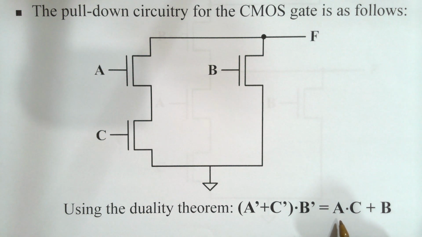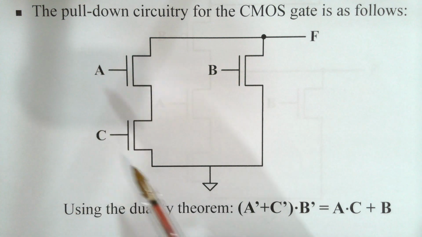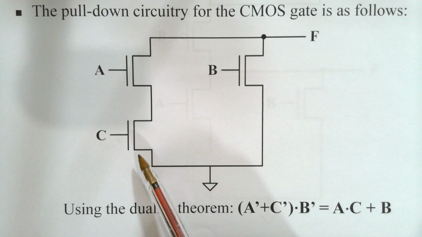This expression indicates that we have A and C. One thing to keep in mind: whenever we have complements in our expression, it indicates that we have PMOS gates. When we have no complements, it indicates NMOS gates. So we expect a circuit that will only have NMOS gates. Now, this A and C means that we have two NMOS transistors in series, one connected to A and one connected to C. That's here.